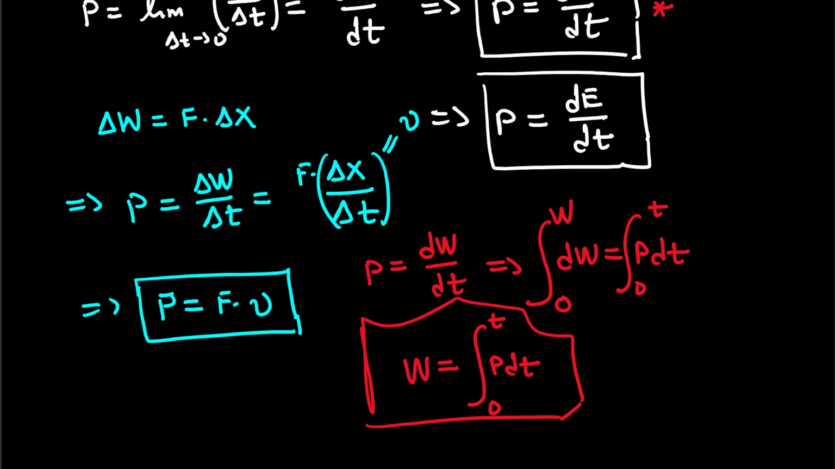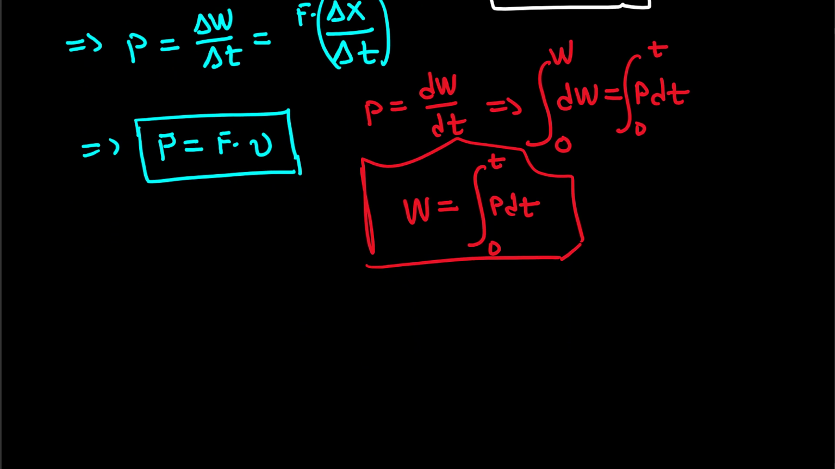Now, here's the deal. We know that P is equal to F multiplied by V. But what is F? F is equal to MA. So this is MA multiplied by V.